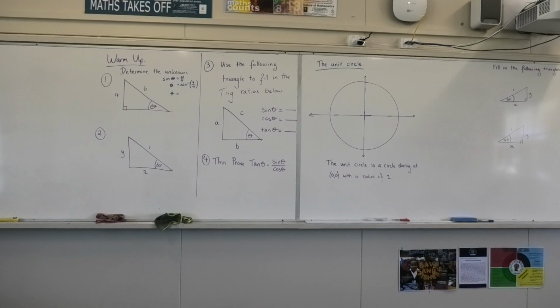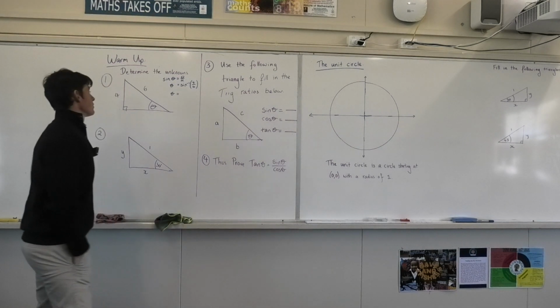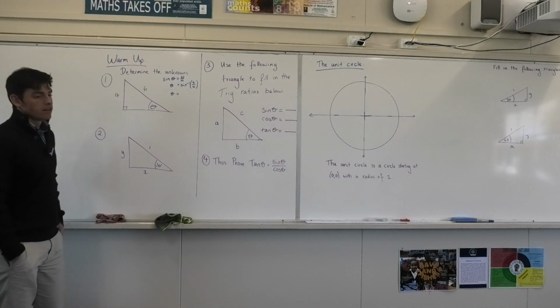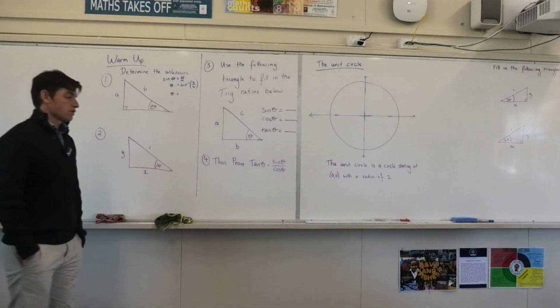Let's do some revision. We need something with the calculator on hand. So we're just going back to how we dealt with trig before, recalling some of that. In the first example, we're finding an unknown angle.